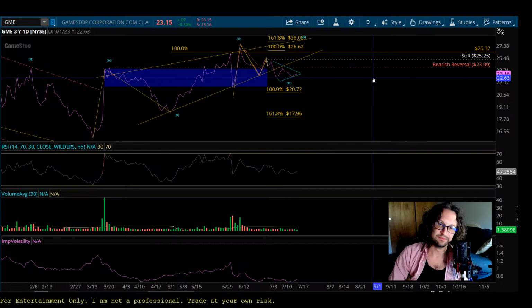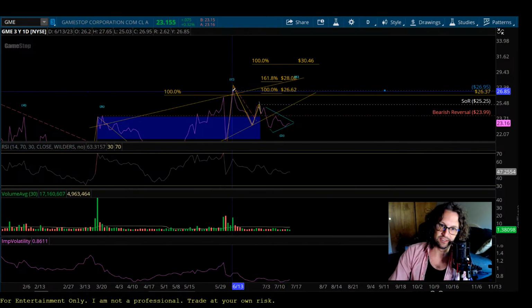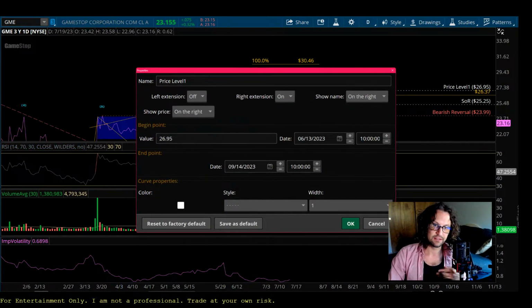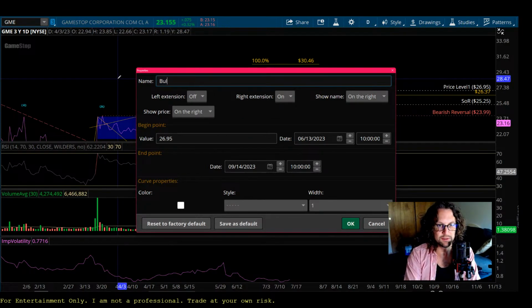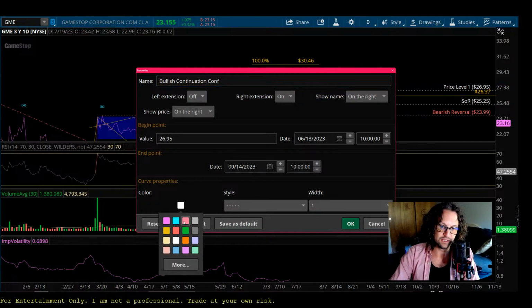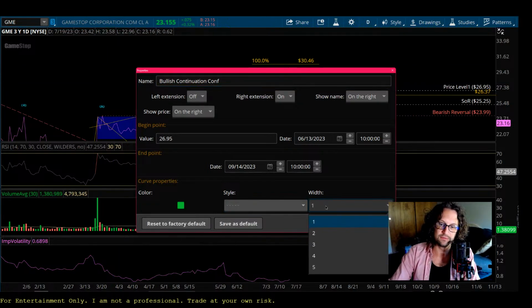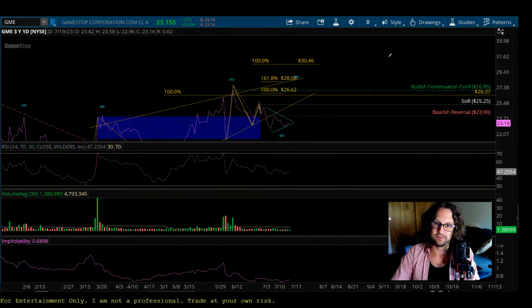Okay. And I mean, it could, yeah. Wait for the upward breakout here. I'll put the bullish continuation level down. It's probably right there. We'll label this bullish continuation confirmation. And we'll make it green. We'll make it big and fat too. Let's do it. That's the big one.